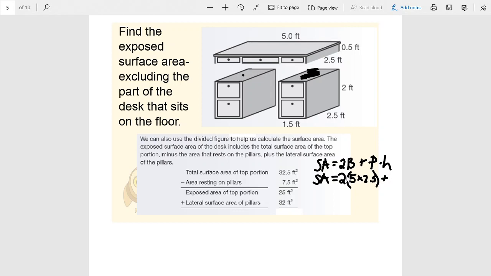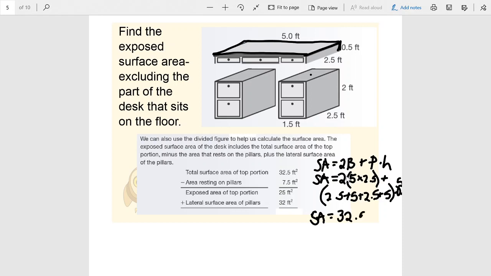Now that big piece is still my base, so I need to do perimeter of it, which means I'm going to be doing this side, plus this side, and this side, which means I'm going to be adding up 2.5 plus 5, and then 2 more of those, 2.5 and 5. And then we're going to multiply by this height of 0.5. Okay. All of that together means that we have a surface area, and you can confirm this. When we actually multiply out and add it all up, we're going to get a surface area of 32.5 feet squared. But that's the total surface area.